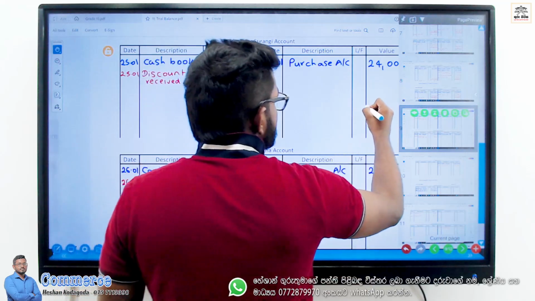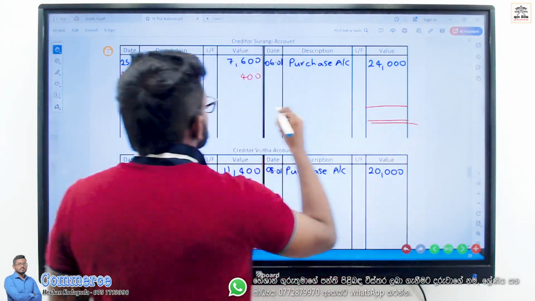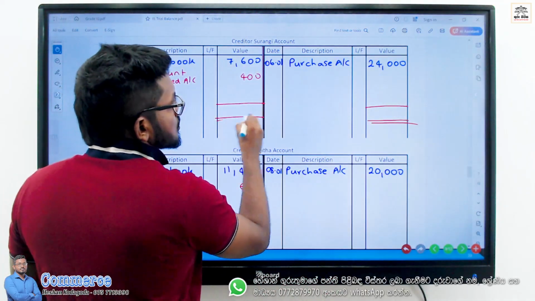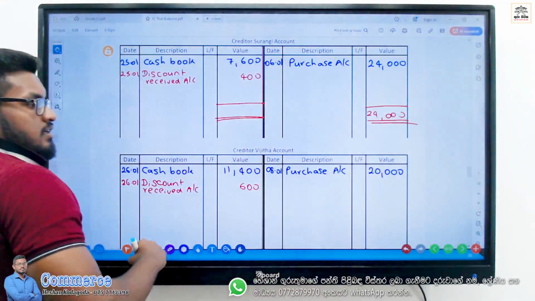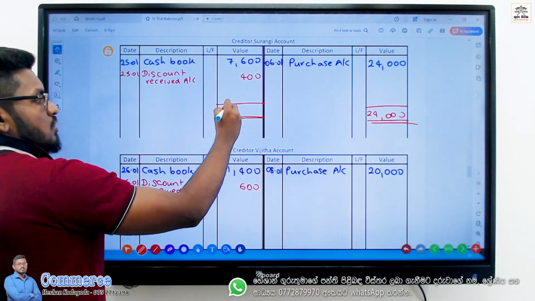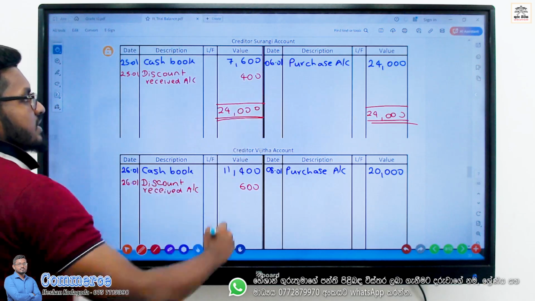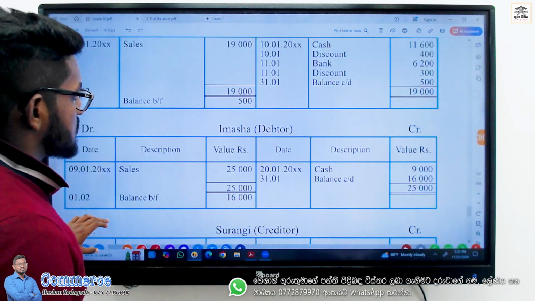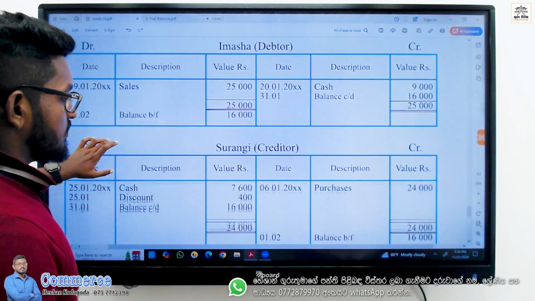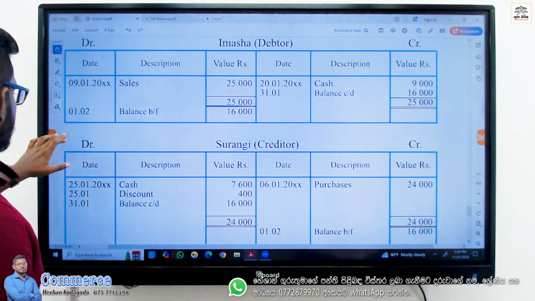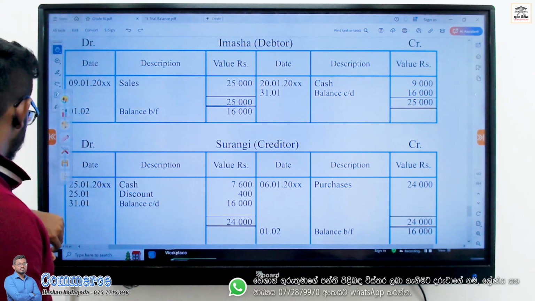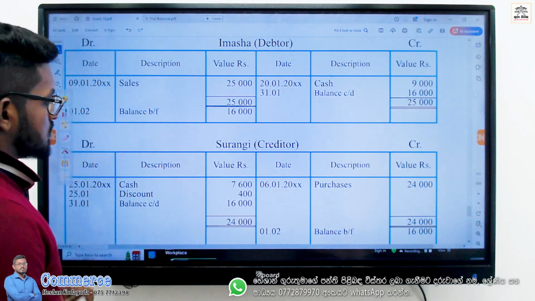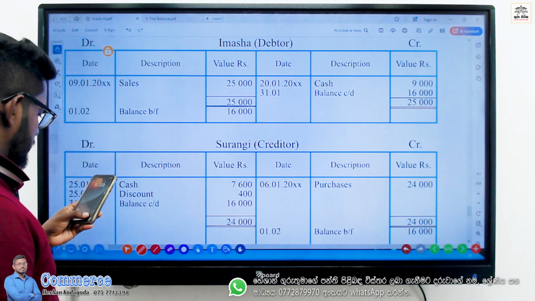So once we balance the creditor Surangi account, in here 24,000. Okay, so in here also 24,000. Lower value side it's 8,000, right? So when we deduct 8,000, it's 16,000, right? 16,000.